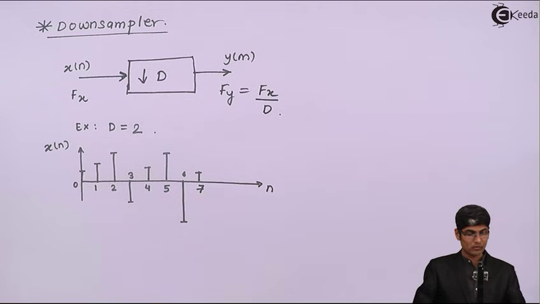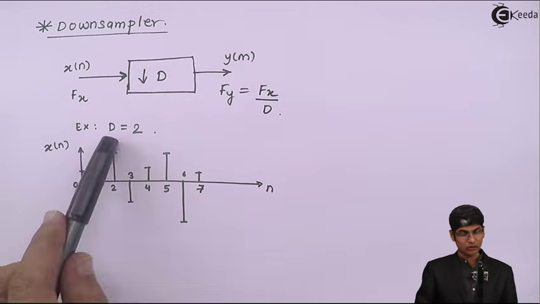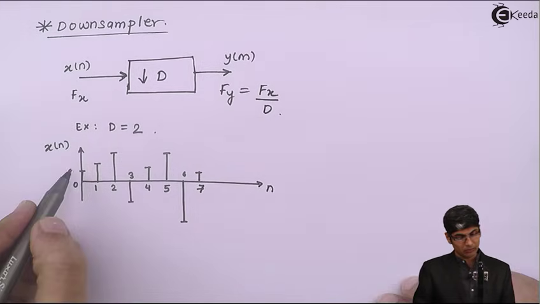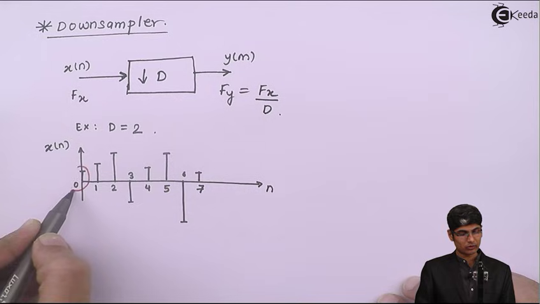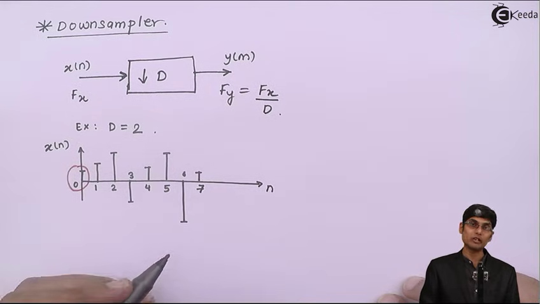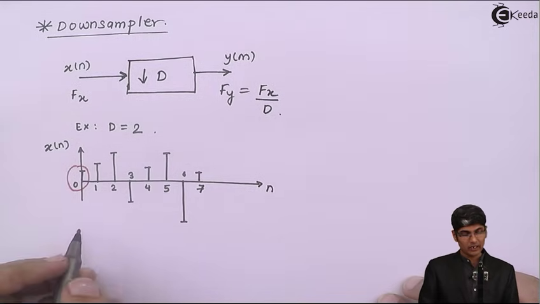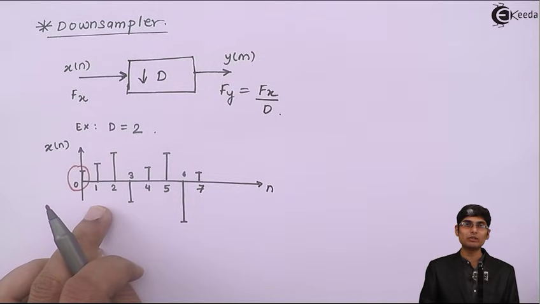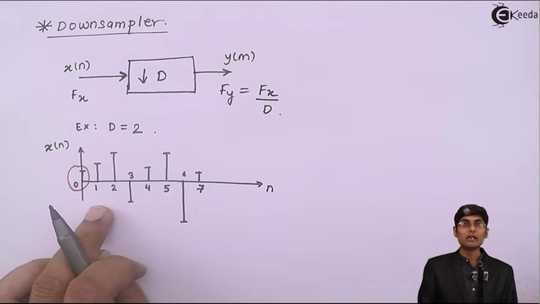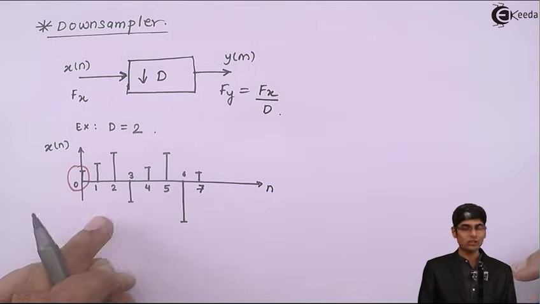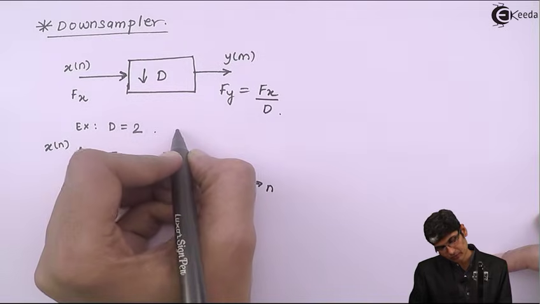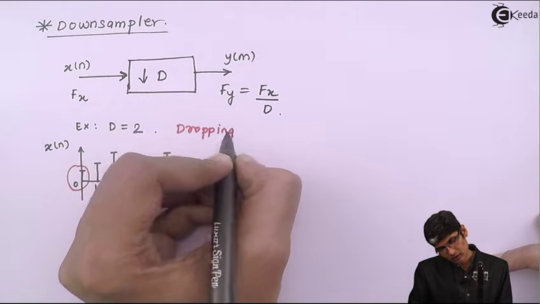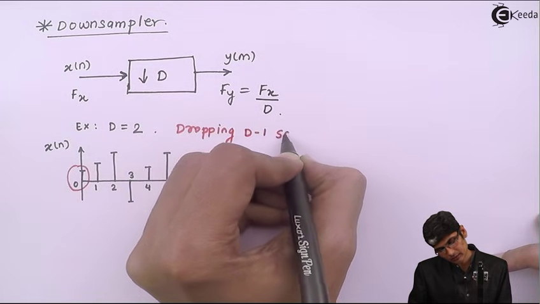I want to downsample this with a rate of 2. So what I am going to do is pick up the first sample, that is at n equal to 0. That sample will be picked. Then I will skip the next sample, because how many samples should be dropped? To reduce the sampling rate, d minus 1 samples should be dropped. So I will be dropping d minus 1 samples.